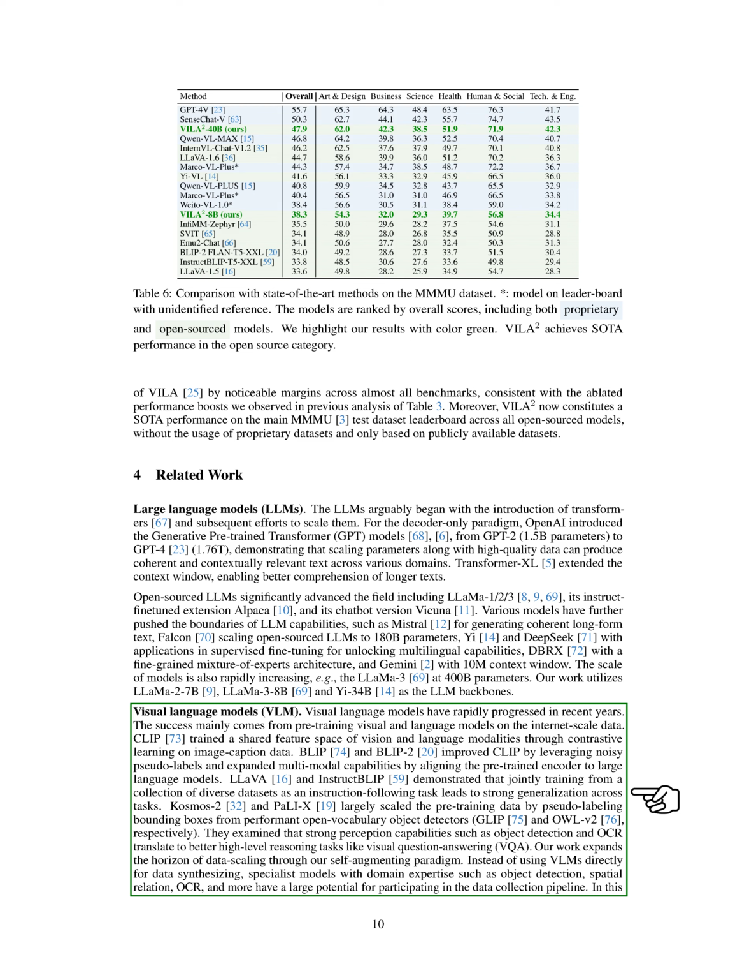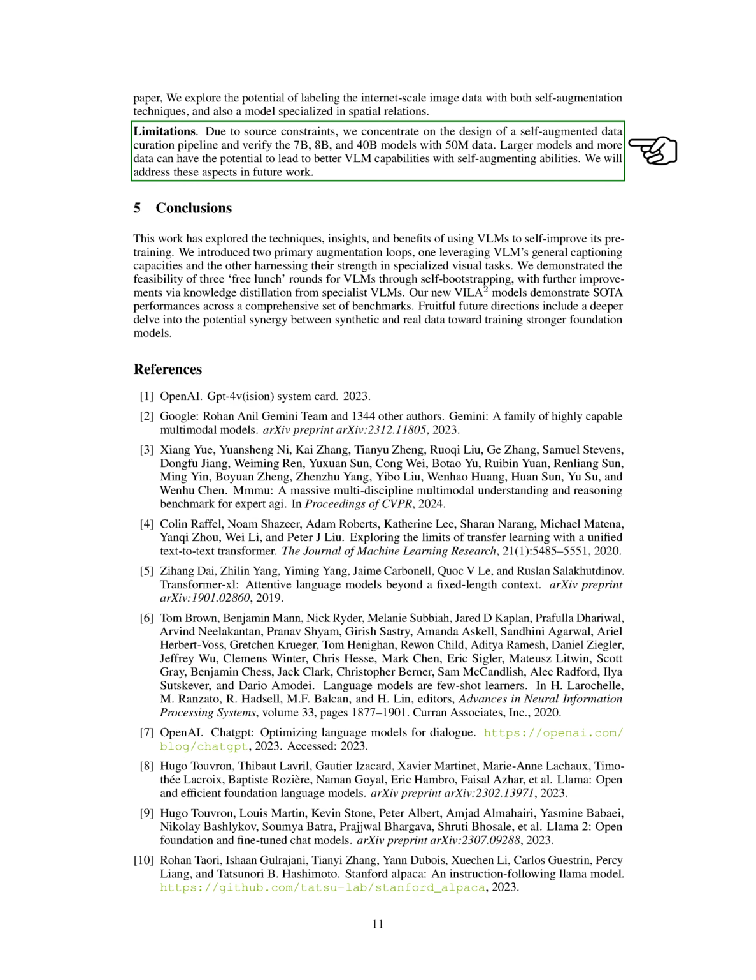In this paper, we investigate the potential of labeling large-scale internet image data using both self-augmentation techniques and models specialized in spatial relations. Regarding limitations, we focus on designing a self-augmented data curation pipeline and validating the 7B, 8B, and 40B models with 50 million data samples. We believe that larger models and more data could lead to improved VLM capabilities with self-augmenting abilities, and we plan to address these aspects in our future work.